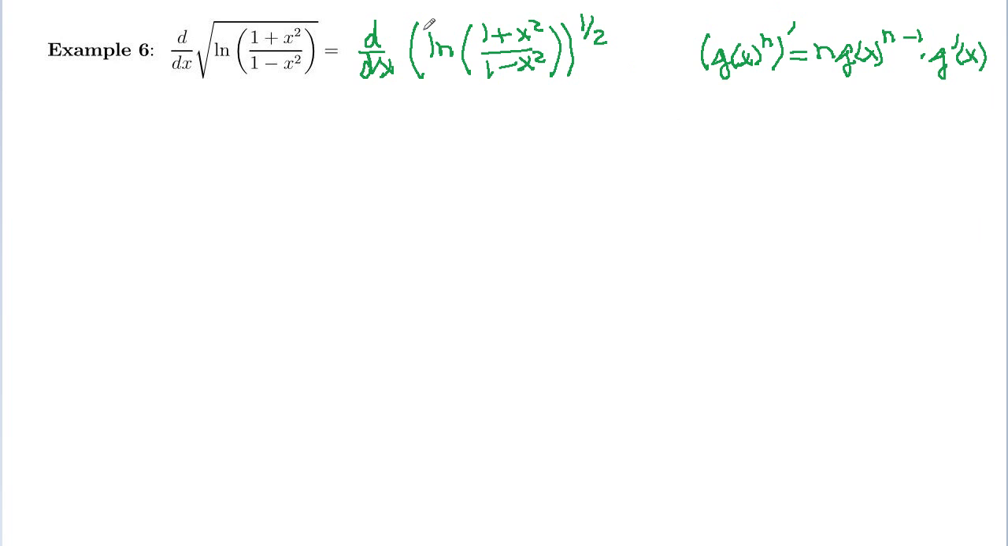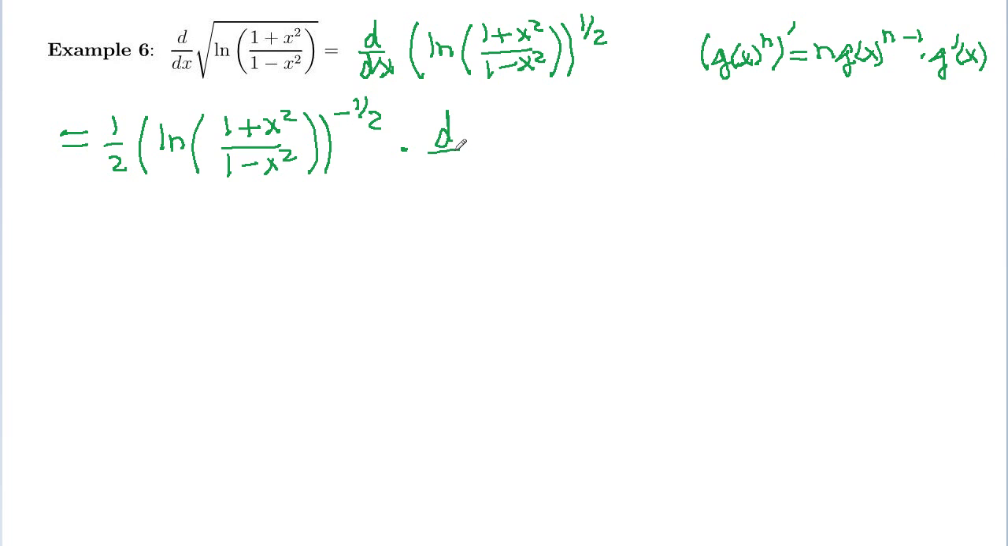So here our 1/2 is going to come down in front. And then the inside stays the same: natural log (1 plus x squared) over (1 minus x squared). And then negative 1/2 power, so decrease the exponent by 1. And then times the derivative of the inside function. So the derivative with respect to x of natural log (1 plus x squared) over (1 minus x squared).